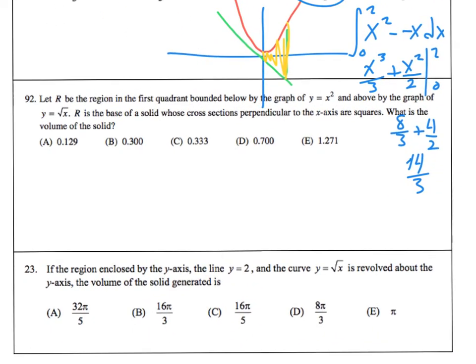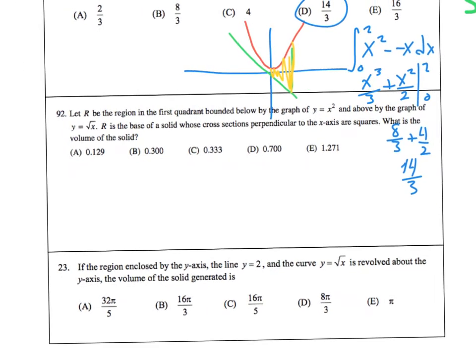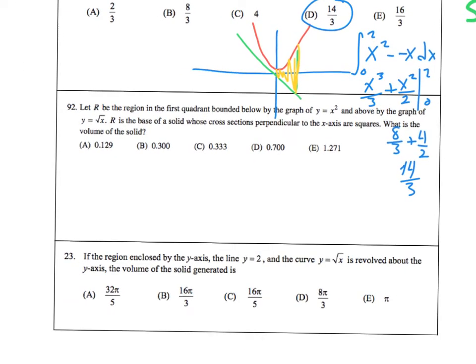All right, 92. We're looking at a region bounded in the first quadrant below x squared. Hey, we just did that. Or we just talked about that. And above by... the way, that's the worst parabola I've ever seen. I'm going to erase that because it's embarrassing.